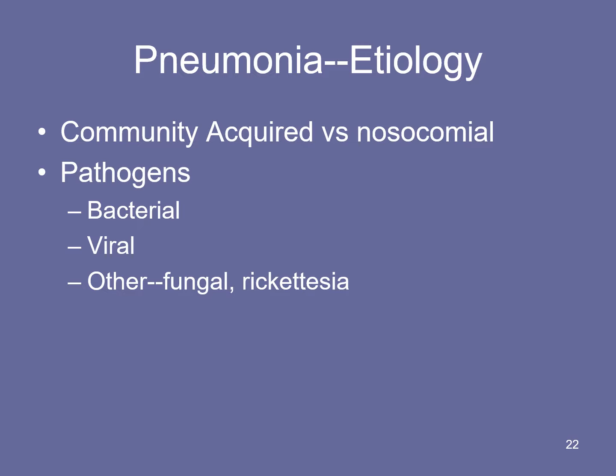And there is a difference there, because if we think that the patient has acquired a pneumonia from the hospital, many times the microbes tend to be more resistant to some of the more common drugs, whereas community acquired, they tend to be more susceptible or sensitive to some of the antimicrobials. Again, the pathogens can be bacterial, viral, fungal, rickettsial, and others as well. So it's really kind of important.